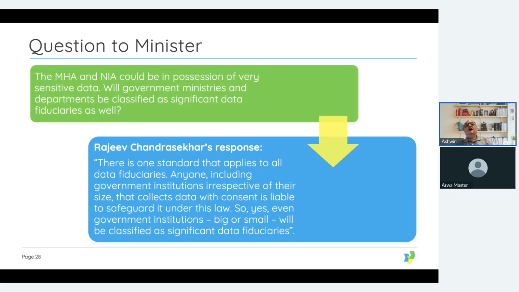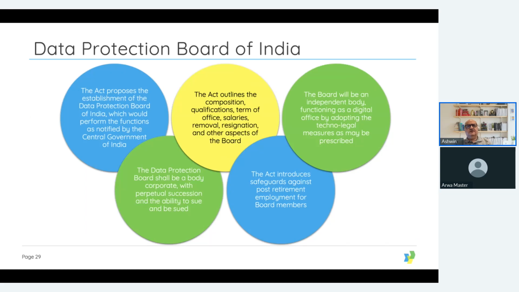Our minister was asked whether the Ministry of Home Affairs and the national investigation agencies, which have a lot of sensitive data with them, would also be considered significant data fiduciaries. And to that, he answered, it's a yes. He says government institutions, big or small, will be classified as significant data fiduciaries. That was the answer, and I have just copy pasted the response from the media. That's what is stated in this.